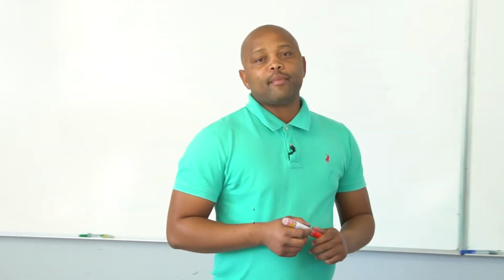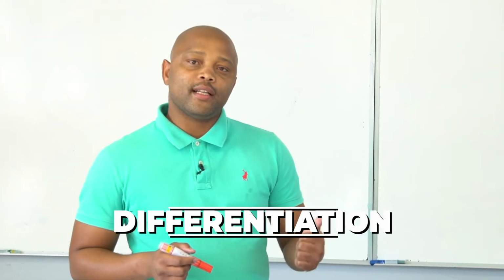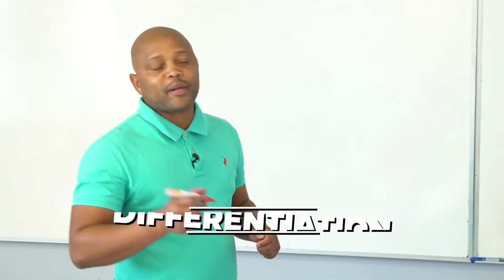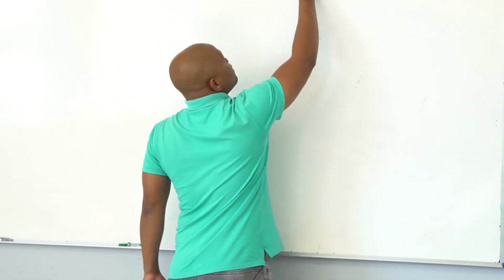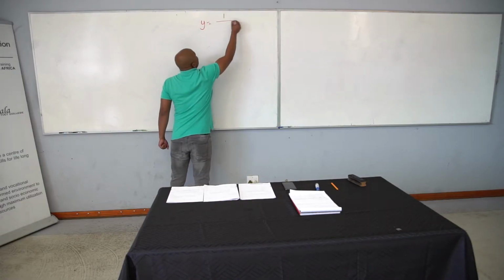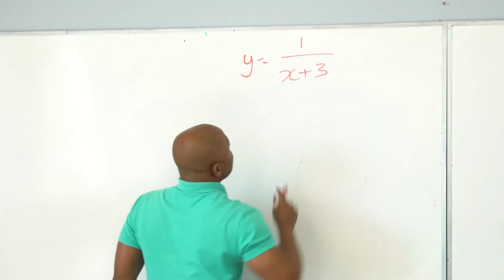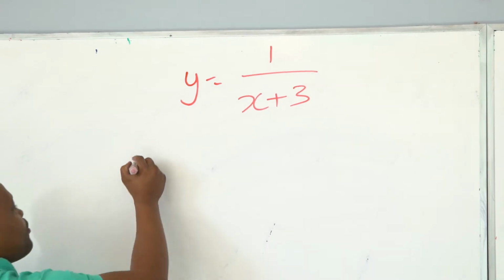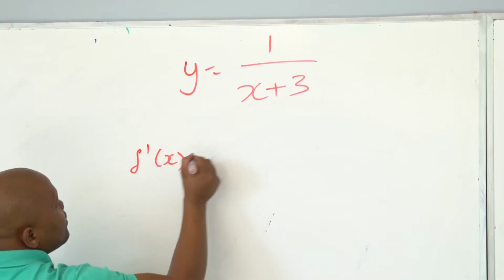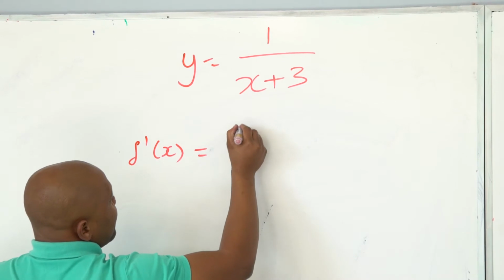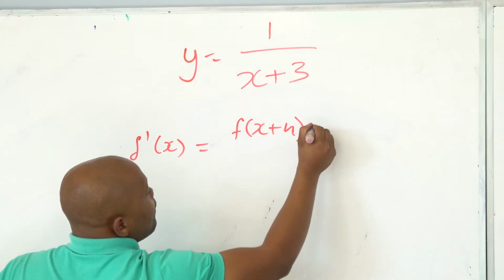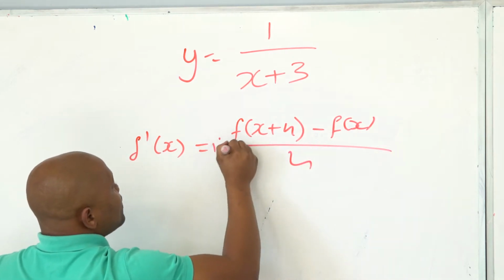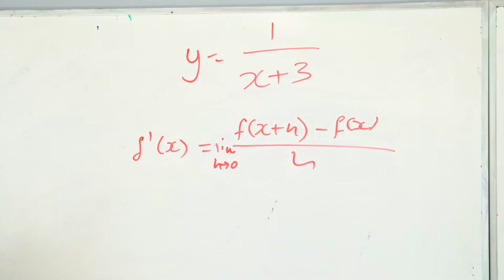So from N3 we learned about using the first principle to get the derivatives and also learned about the derivative laws. So from first principle, if you are given a function, say y equals 1 over x plus 3, and they say find the derivative of that function. The formula says that f prime x is given by what? By f of x plus h minus f of x all over h, but we are taking what? The limit as h approaches 0 of that.